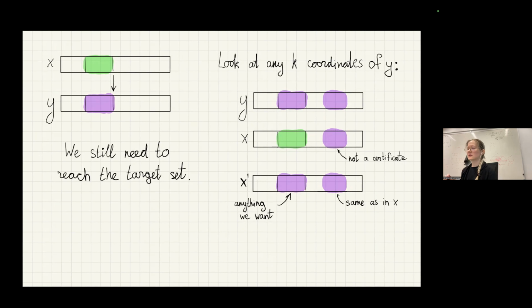Does this make sense? Well, I hope that it does. Because this means exactly that we can query any k coordinates in Y, and we won't be able to distinguish it from the set of X's. So in particular, we can flip anything in the unpredictable block and get ourselves scaling.